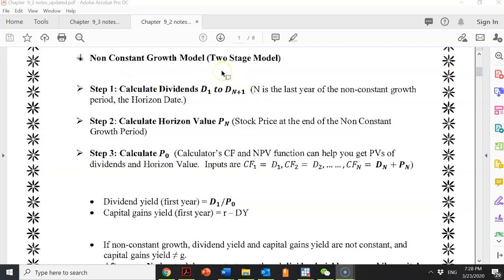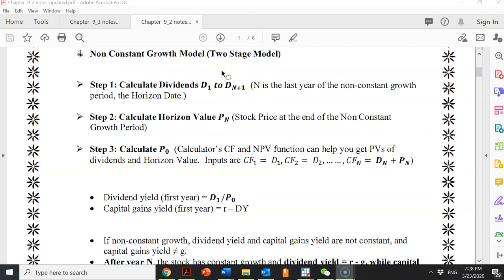Here, we call it non-constant growth model because G is not constant forever anymore. We have two stages where in the first stage, we have a dividend growth rate G1, and then in the second stage, we have another different growth rate G2. Okay, so things get a little bit more complicated. We will have 3 steps working on such problems.